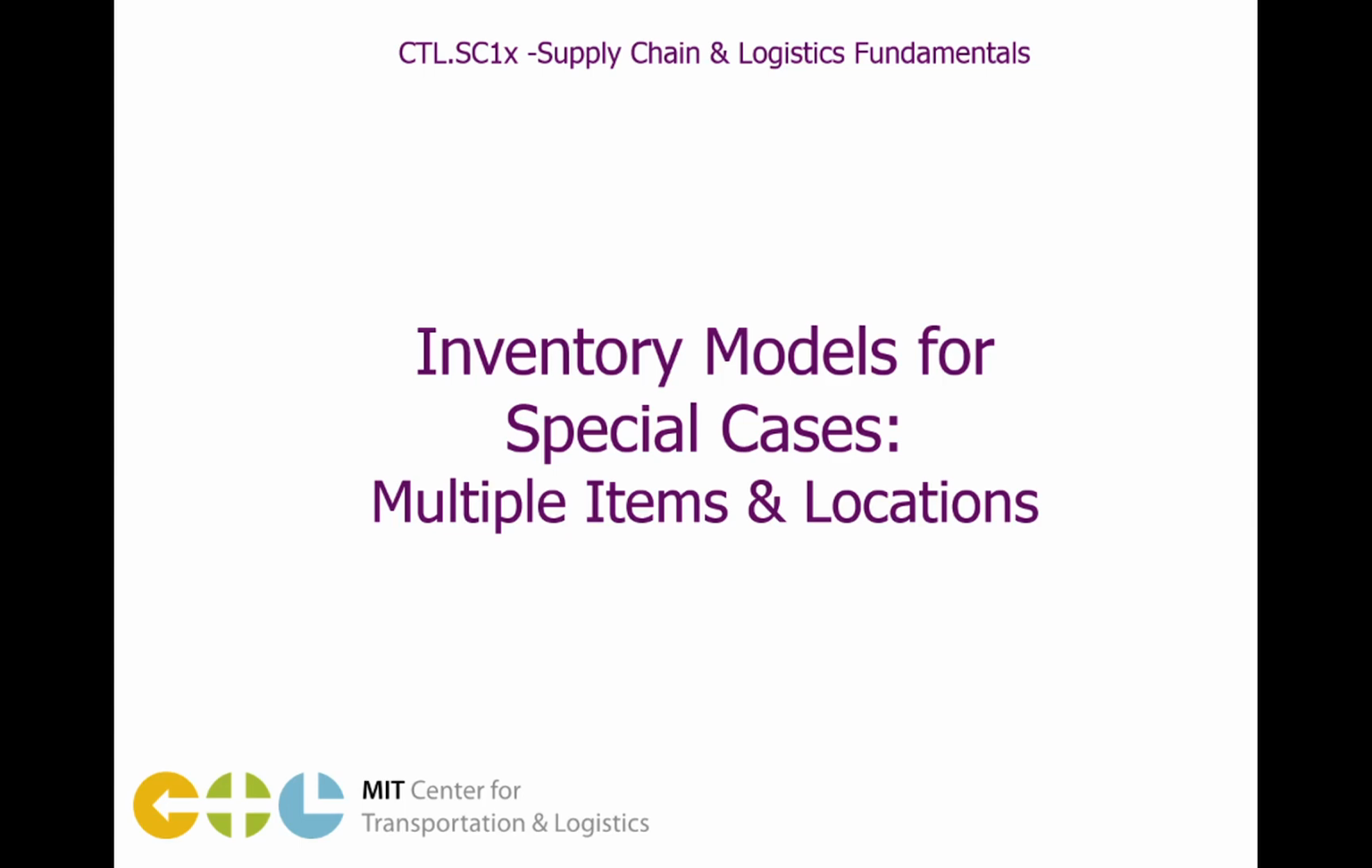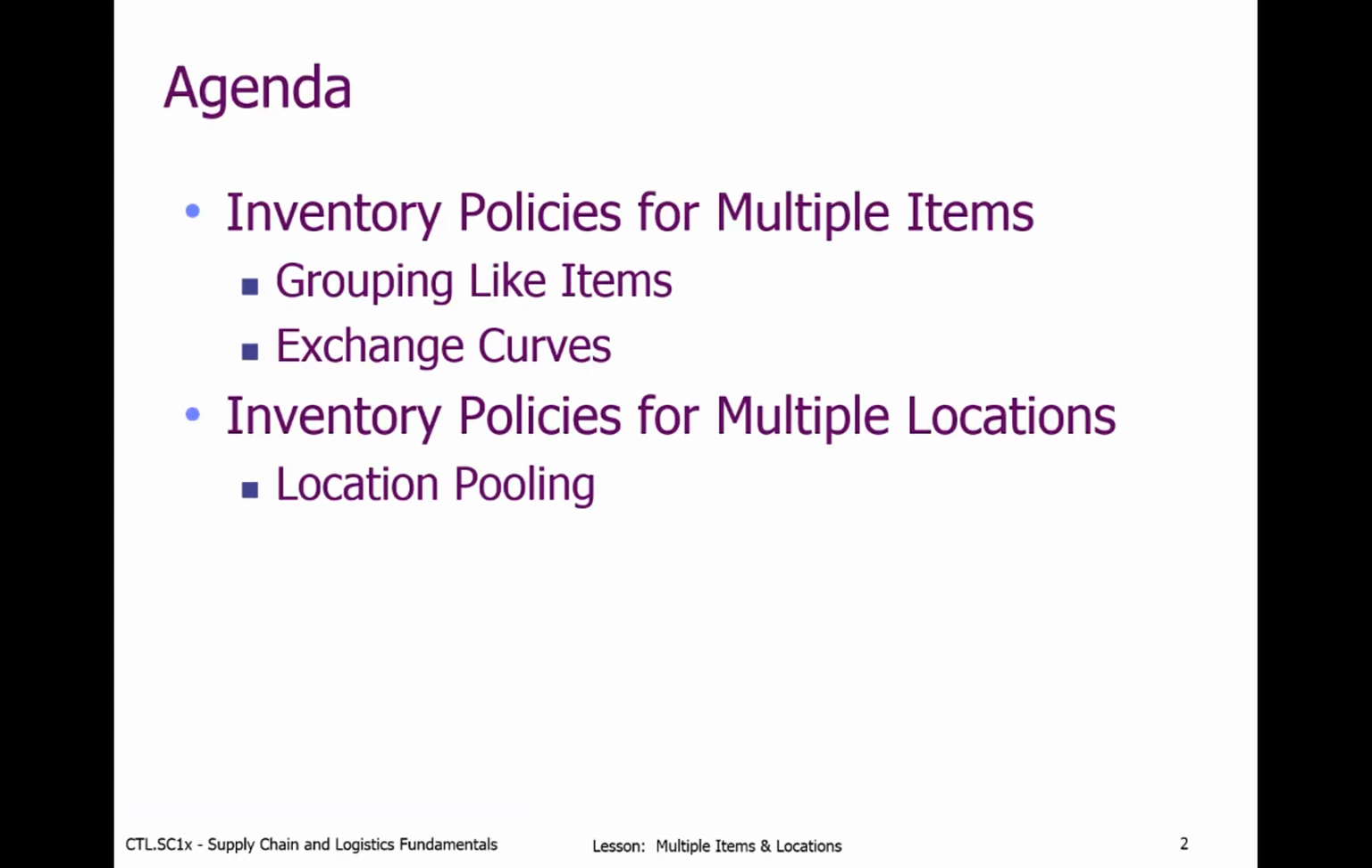So in this lesson, we're going to look at how to handle multiple items, and then also look at the impact of having more than one location for storing inventory. So the agenda, first we're going to look at the idea of multiple items, and we're going to do this in two pieces. First we'll look at ways to group like items to save management time, and how can I put different SKUs together and treat them the same. Then we're going to look at exchange curves, and this is where I can make trade-offs between, say, a budget constraint or some kind of overarching constraint and the individual SKUs that I have to manage.